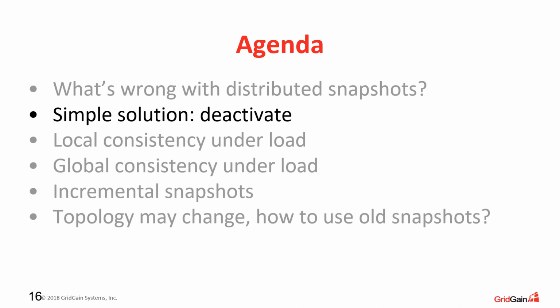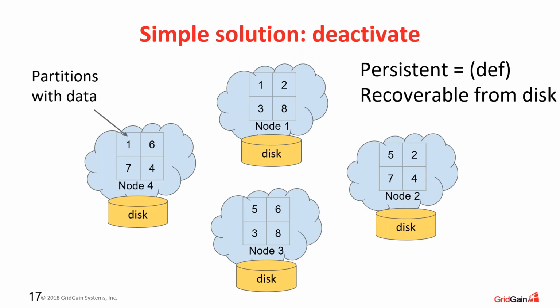Okay, let's start with the simple solution. I'll tell you how to achieve a snapshot in any system with deactivation. It may be obvious, but let's pass through it to get started. Imagine a cluster of distributed systems. There are several nodes. Each node has a disk storage, and on each node there are partitions with data. Numbers in the squares on the clouds are partition numbers. And by definition, persistent means recoverable from disk.